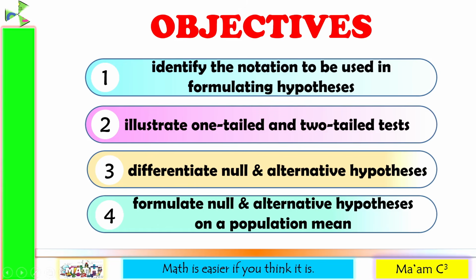Our objectives in this lesson are the following. Identify the notation to be used in formulating hypotheses. Illustrate one-tailed and two-tailed tests. Differentiate null and alternative hypotheses. And formulate null and alternative hypotheses on a population mean.